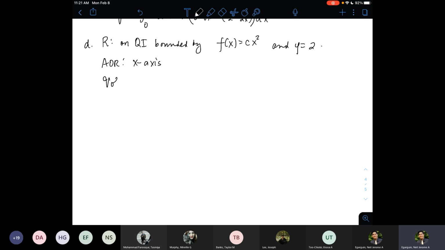Anyway, so Herson's question: we are given the region R on the first quadrant, bounded by f of x equals cx squared and y equals 2, and the axis of revolution is the x-axis. The volume of the solid is given as 64 pi over 5, and you were told to find C.